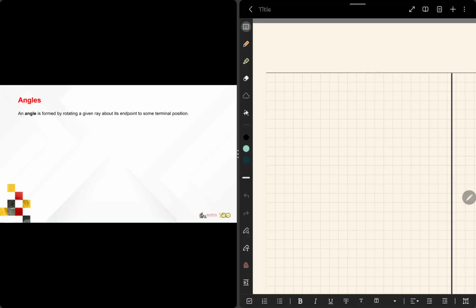An angle is formed by rotating a given ray about its endpoint to some terminal position. The original ray is the initial side of the angle, and the final position is the terminal side of the angle. The common endpoint is the vertex of the angle.